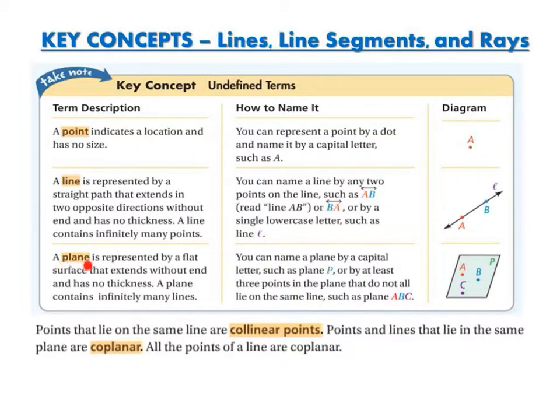A plane is represented by a flat surface. You can kind of think of it as a sheet of paper, and it is also made of points, but they're not necessarily on the same line.